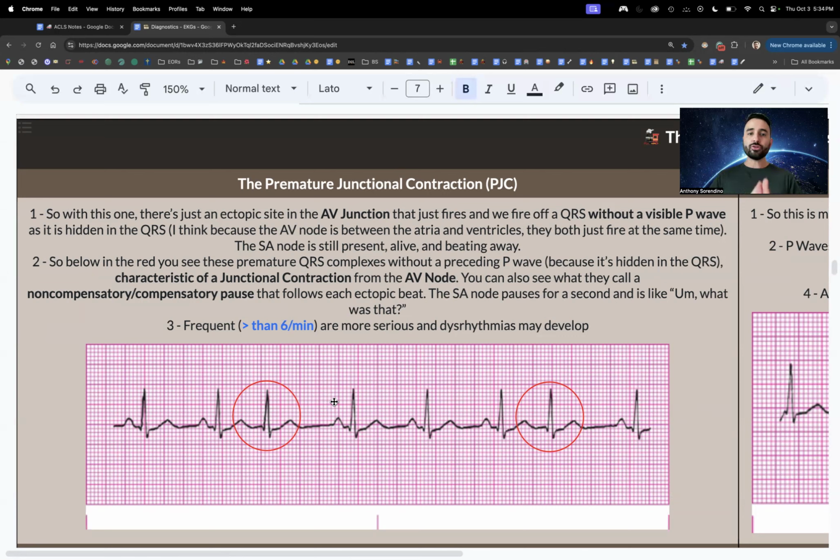So there's something called a premature junctional contraction. With this one, there's just an ectopic site in the AV junction that fires, and we fire off a QRS without a visible P wave, as it's hidden in the QRS. Why this happens is because the AV node is in the center of the heart. It's firing down towards the ventricles and up towards the atria at the same time. So you can't visualize them separately on the EKG because they're happening at the same time. And we'll see this in a second.